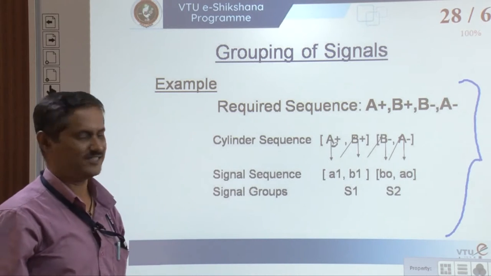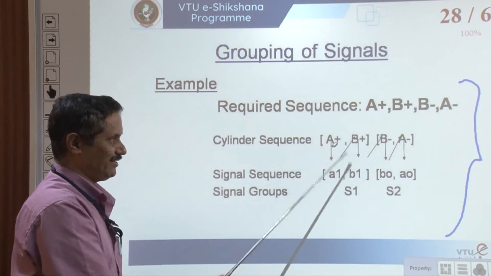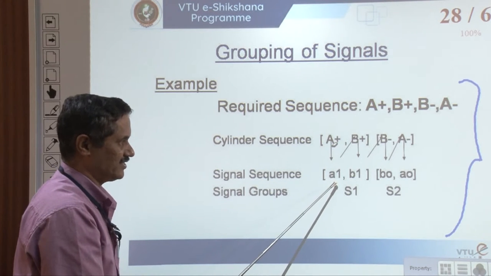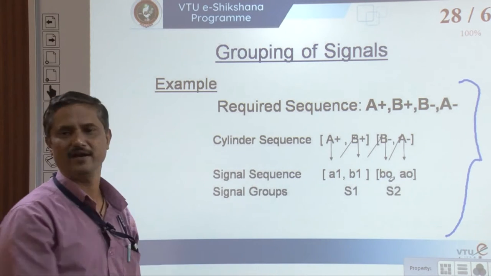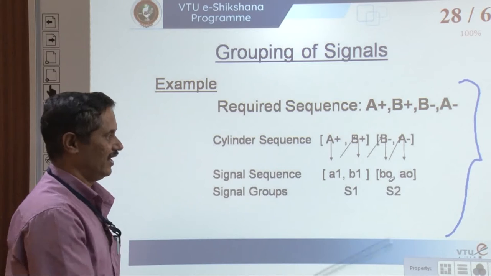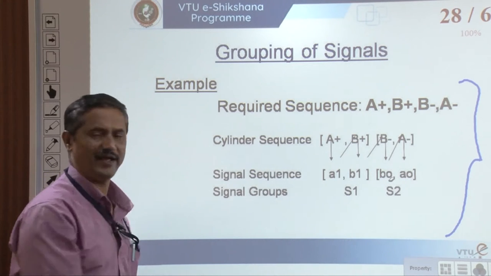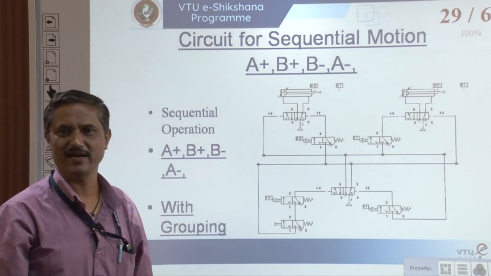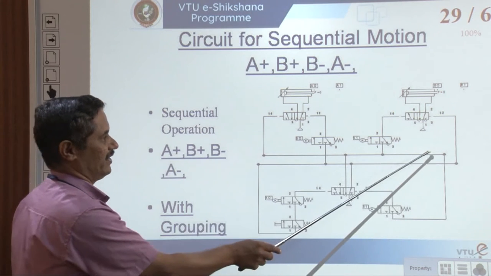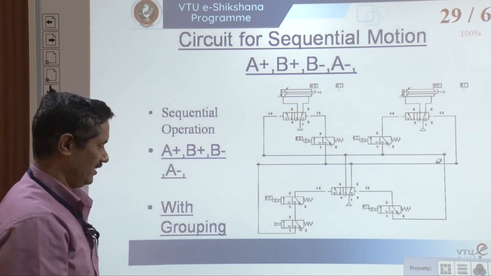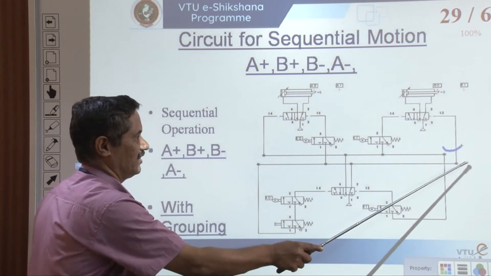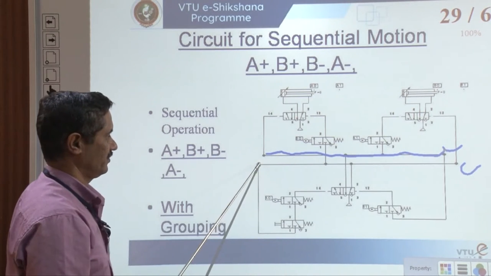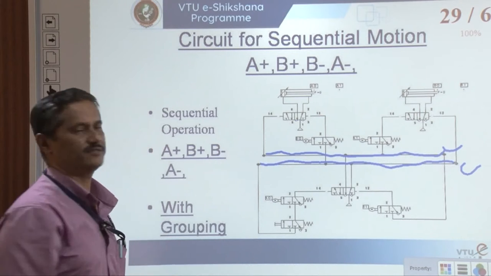So put them in brackets, so finished, and then take the respective sequence signals of that. So that is limit switch signals, A1, B1, B0, A0. Group them respectively, and now you know there are two groups, create your two headers, S1 and S2. Yeah, this is how you have to go in steps. So I am just taking that as a common example. I have created my two headers here. So this is one and this is the second one. So there are two. This is what I wanted to convey to you.